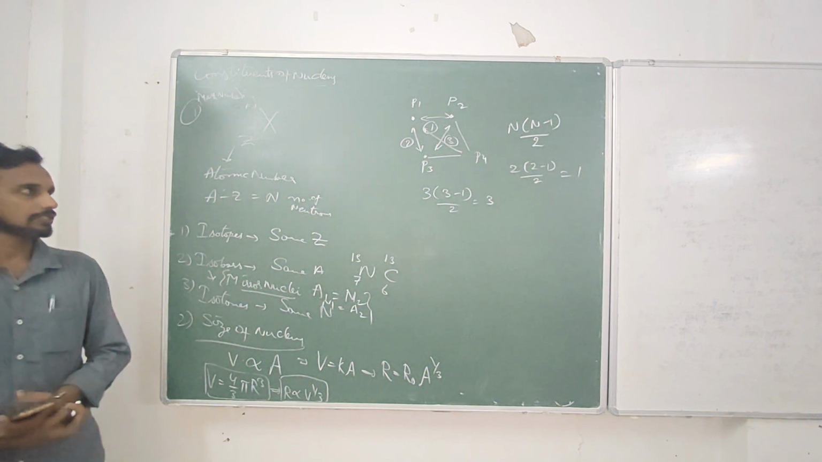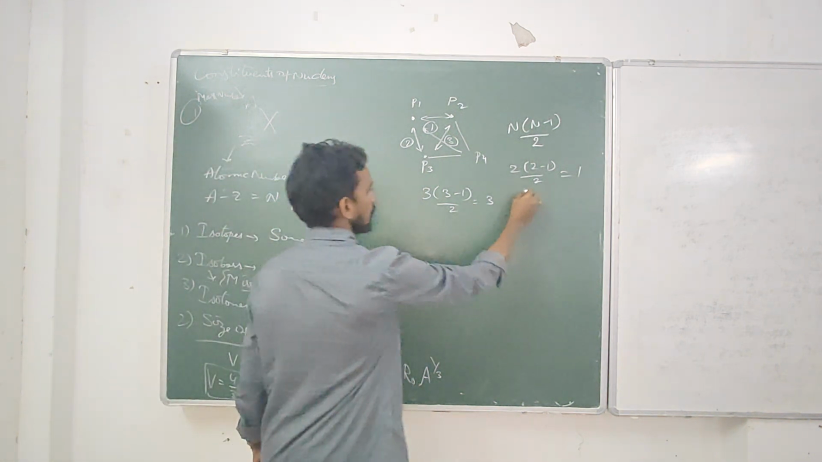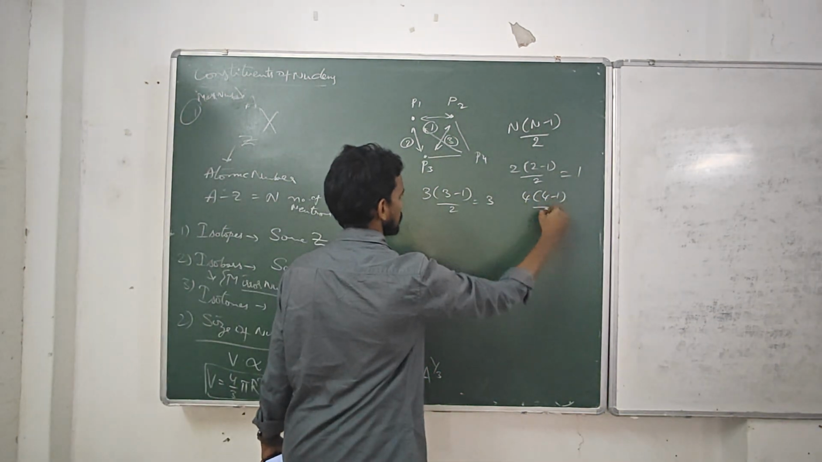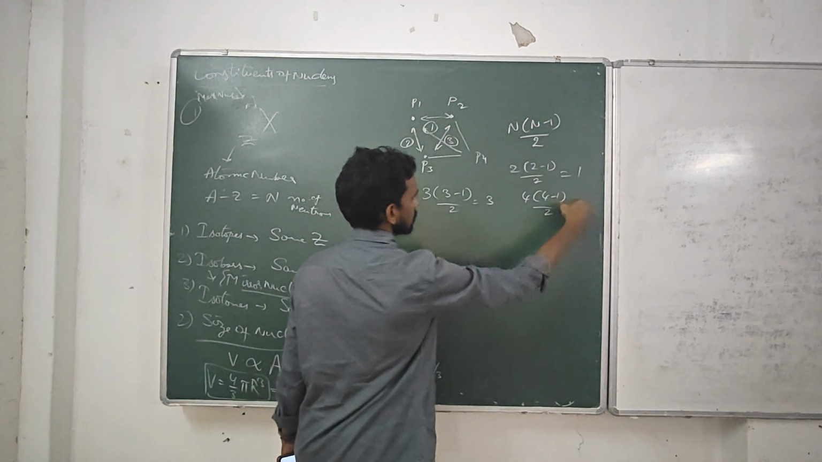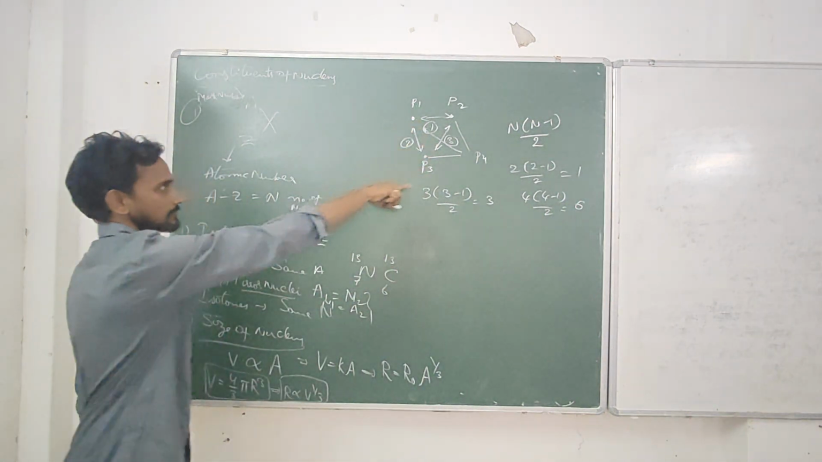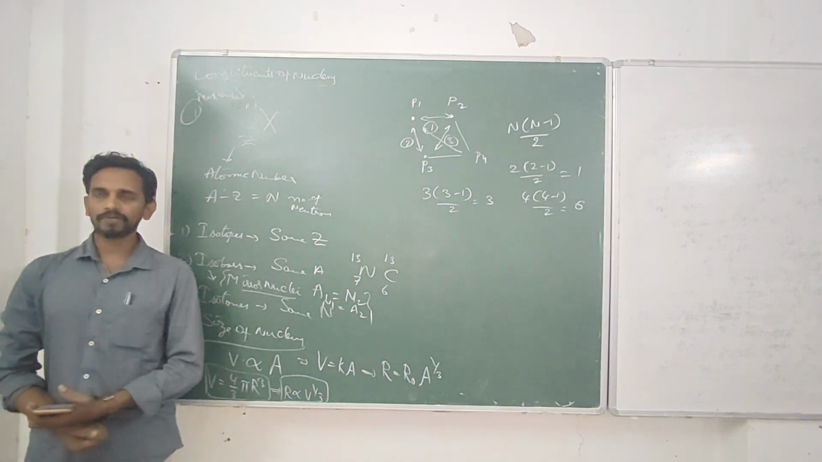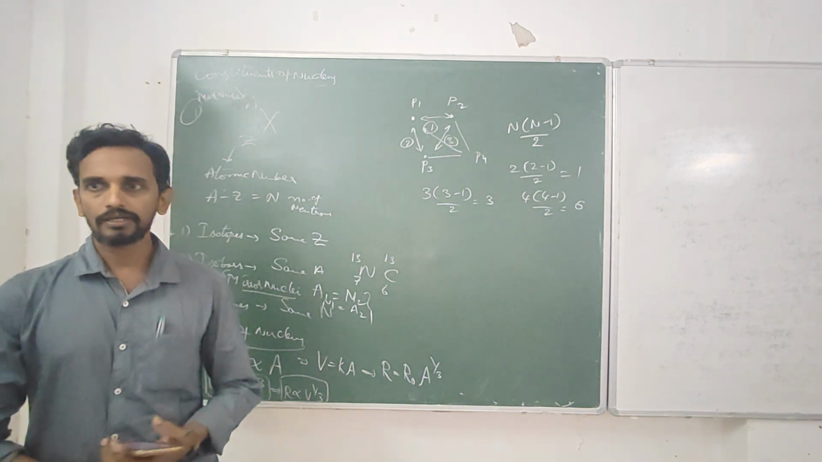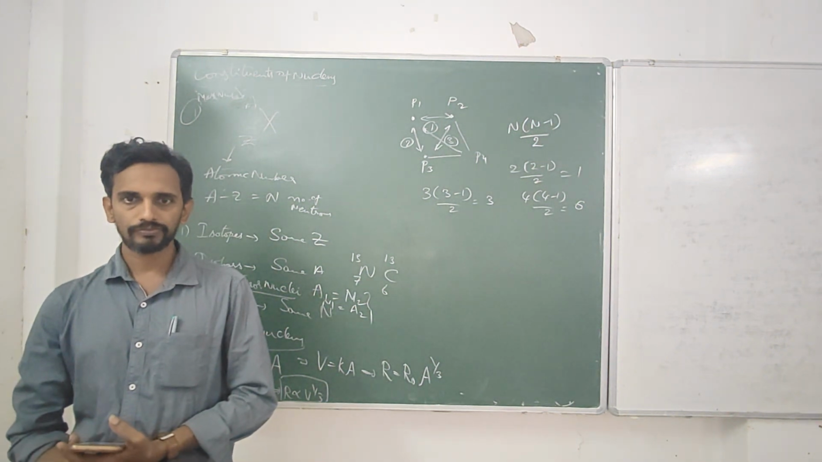If the incoming particle is the fourth particle, how many interactions? 4 into 4 minus 1 by 2, 6 interactions will exist. So if I keep on adding an nth particle, I will be introducing n number of interactions more.